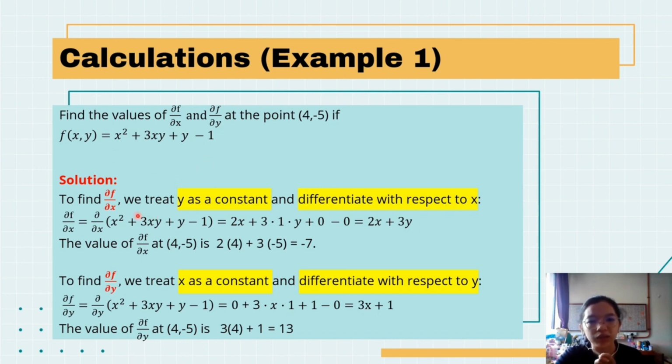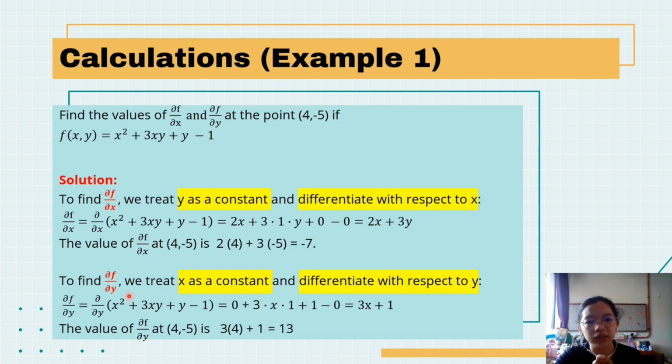So to find ∂f/∂x, we need to treat y as a constant and differentiate with respect to x. So ∂f/∂x is equal to, we differentiate this equation with respect to x. So y, we treat it as constant, so we get 2x + 3y + 0 - 0, and you get 2x + 3y. So you substitute 4 and -5 into this equation, then you will get -7.